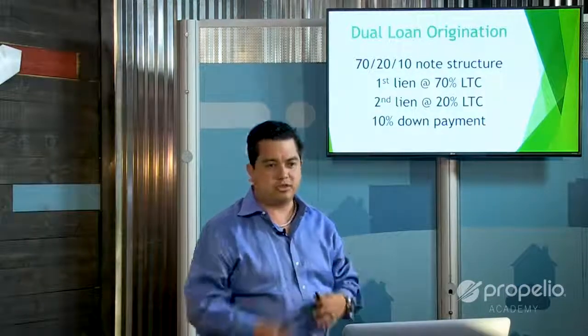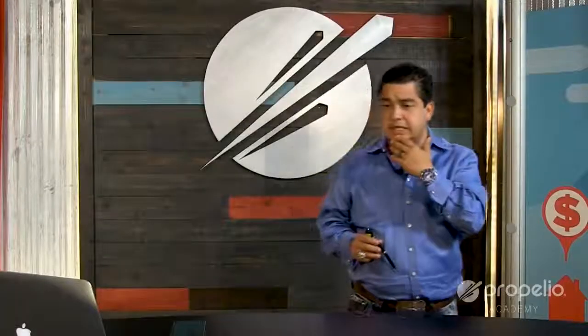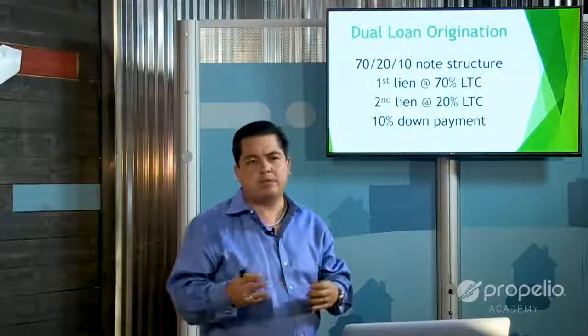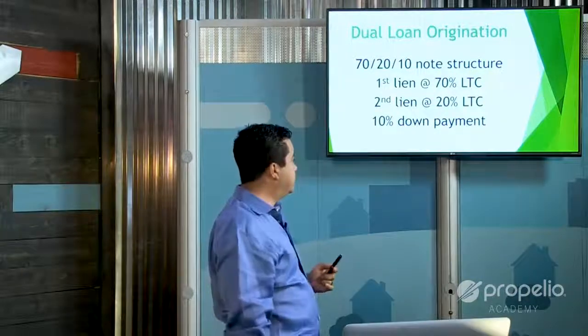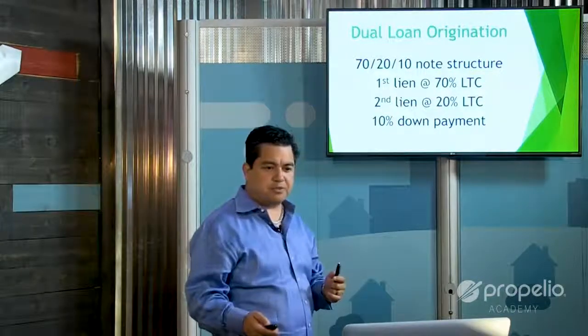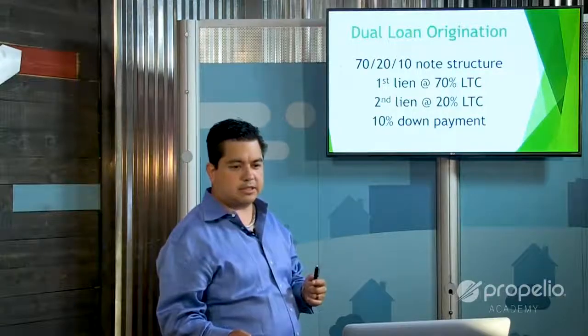This is the loan structure that I like the most. This is the loan structure that I personally use in my business. Most owner finance buyers have got 10% down. Sometimes they've got 15 or 20, but we can adjust it if that's the case. But most end up having 10%. So how does this benefit you? Well, let's go to the next slide.